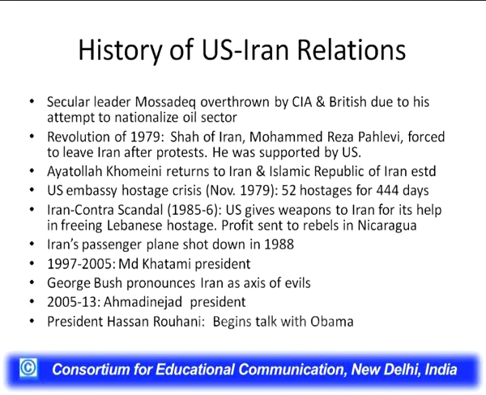From 2005 to 2013, Ahmadinejad became the president. And after that, President Hassan Rouhani came to power, and he is being projected as a very liberal and moderate kind of person. Not liberal in terms of Western liberalism, but compared to the previous regimes, Rouhani is considered to be moderate.